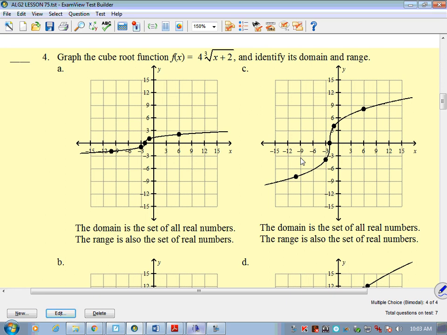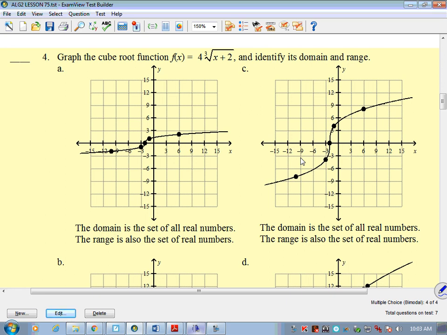Okay, what about our range? Range is up and down, right? Our y movement. Does it ever stop going up and down? Does it stop going up? No. Does it stop going down? No. So our range is a set of all real numbers. So do we see how our answer for C down here matches with what we see in that graph? Hopefully.